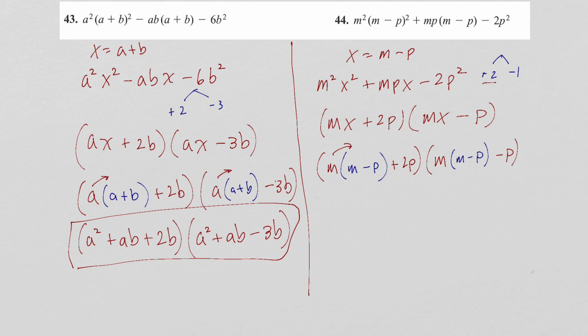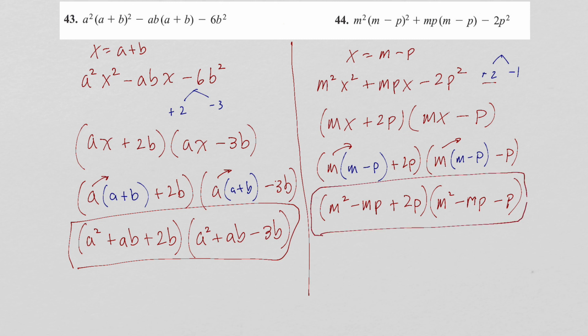I'll distribute this, and we have m squared minus mp plus 2p. I'll distribute this, and we'll have m squared minus mp minus p. And there's no like terms, so that's the final answer. And again, that was an extremely difficult problem. You're not going to be asked to do anything that difficult on the test.